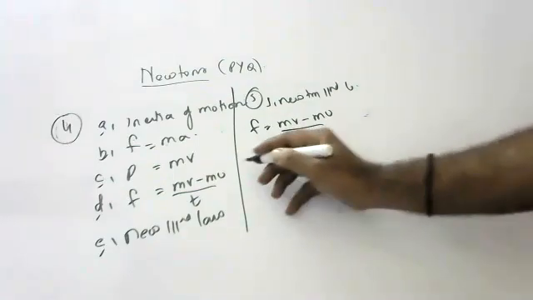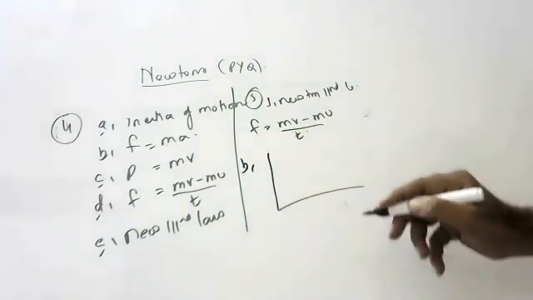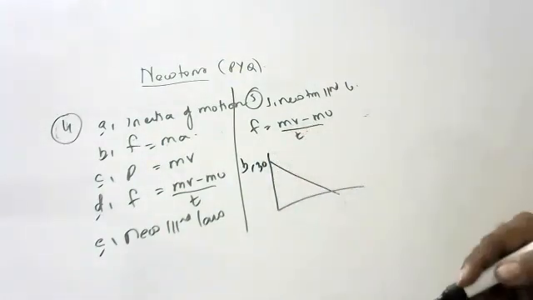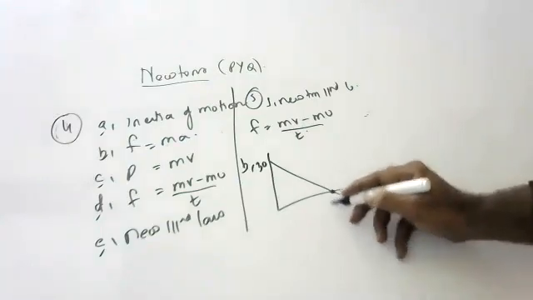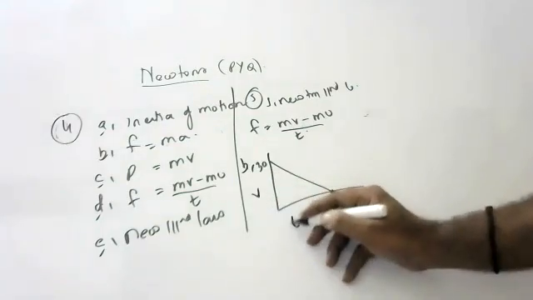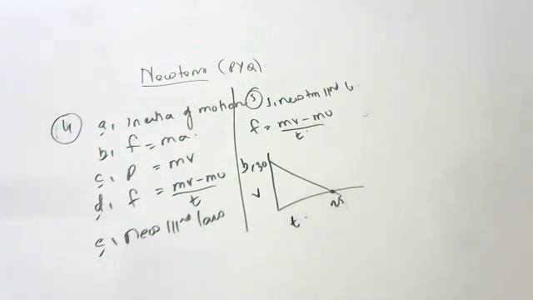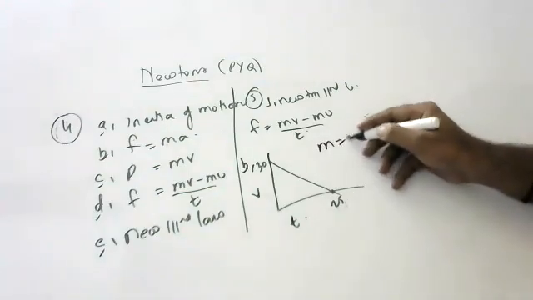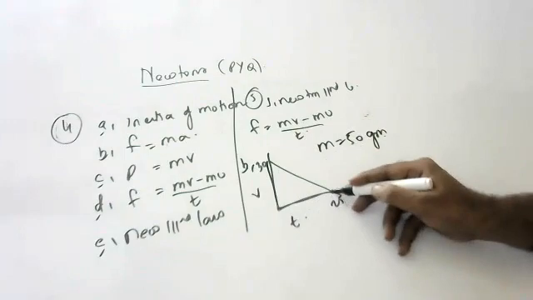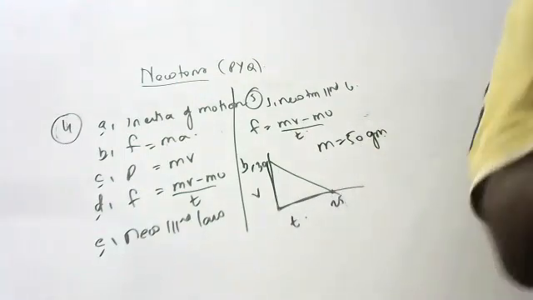They have given a graph here. See, children, they have given a graph like this. Children, this is velocity, this is time. And the mass of the body is 50 grams. Maximum velocity is 30 in 25 seconds. This is the question, children.